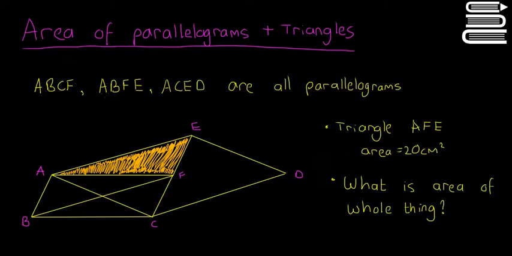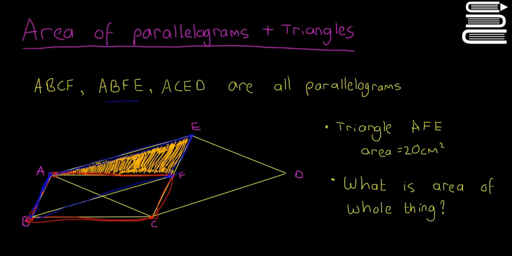The shape is made up of three parallelograms: ABCF, ABFE, and ACED. So the first one, ABCF, is this corner here, this corner here, this corner here, and this corner here. So it's going to look like this one here that I'm drawing in red. Okay, so that's one of the parallelograms. The next one we're going to look at is ABFE. So that's this one here. It's AB, this point F, and this point E. So it's going to look like this, A, B, F, and E.